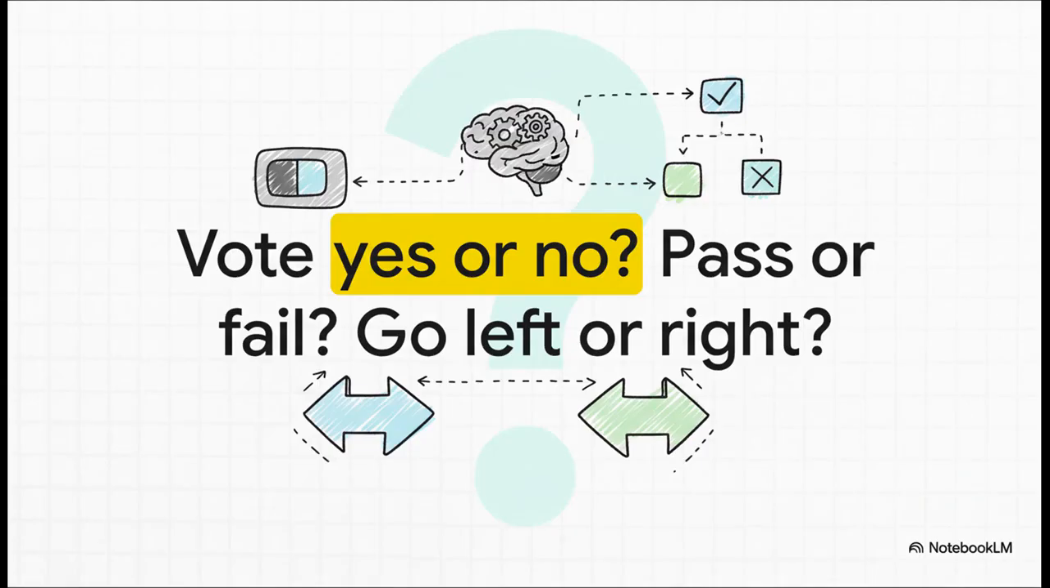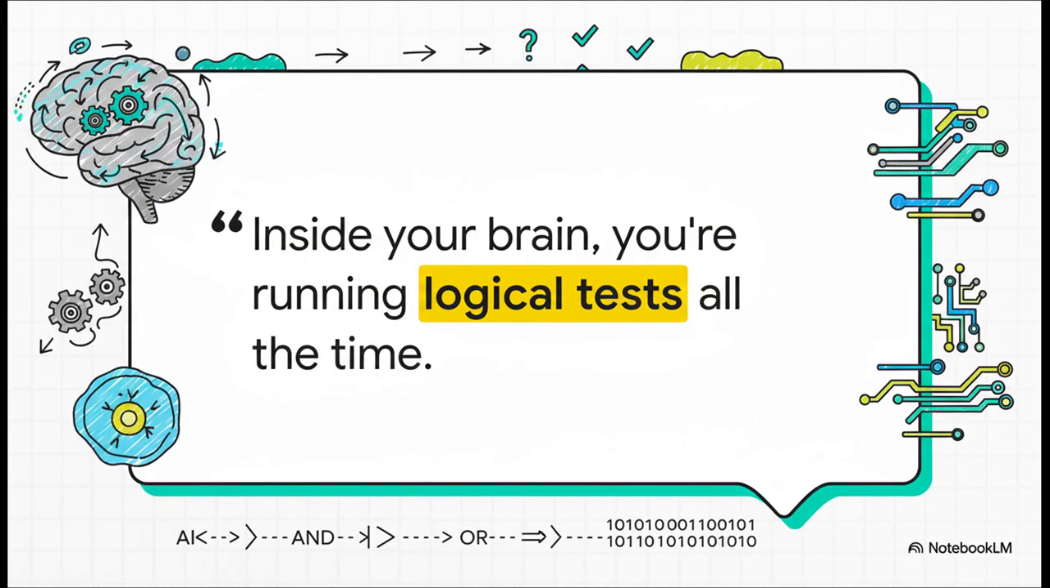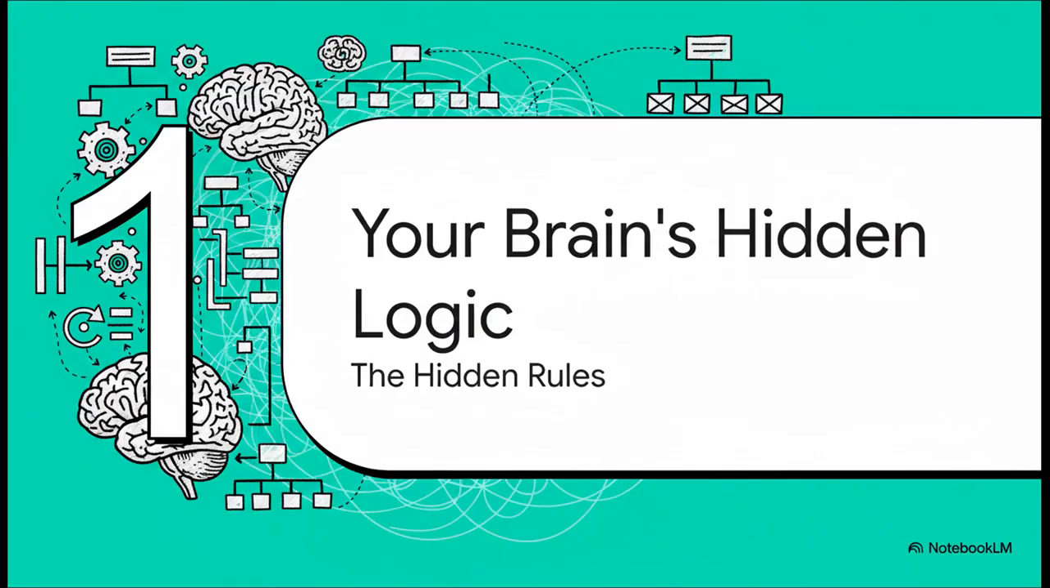Think about it. Your day is just this constant stream of choices, right? Yes or no, pass or fail, go left or go right. They feel like these super simple split-second decisions. But what's actually going on under the hood when we or a machine make one of those calls? And this right here is the main idea for today. Inside your brain, you're running logical tests all the time. The craziest part, the basic logic that you're using, it's the exact same logic that powers all the algorithms in the tech you use every single day. So let's start right there, with our own brains. How do we actually deconstruct this hidden logic that's always running in the background, guiding our every move?